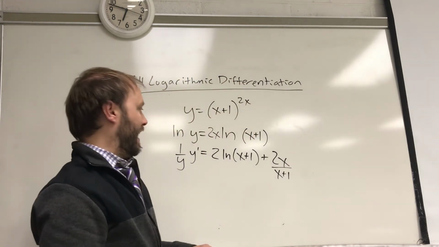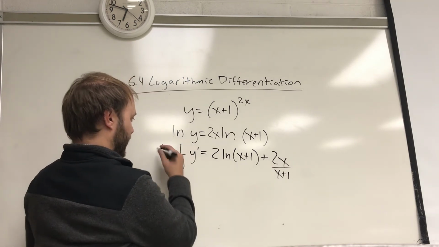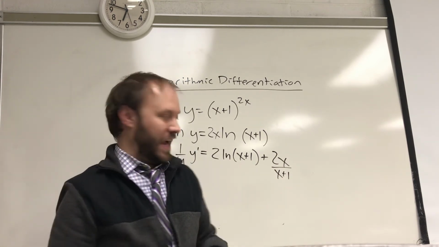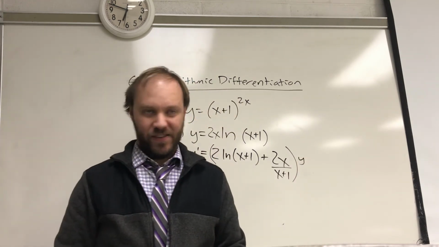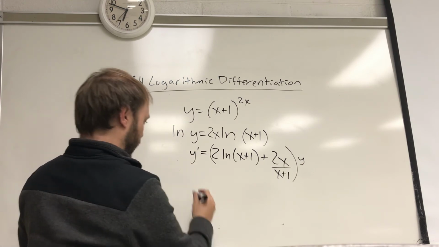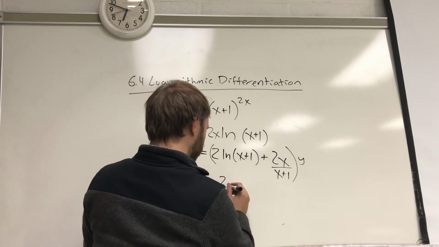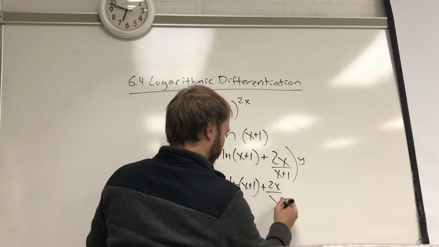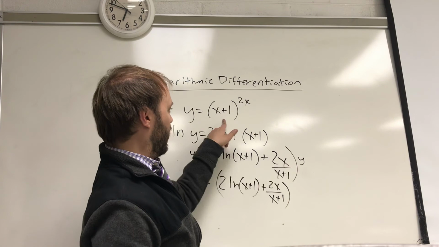Now notice, I want to isolate the y prime, so I'm going to have to multiply both sides by y. This whole thing is getting multiplied by y, so you're going to need parentheses. And of course, all this stuff over here is going to cancel out, and that's kind of the point. And we end up with y prime equaling 2 times the ln of x plus 1 plus 2x over x plus 1, all of that multiplied by the original y value, which was this.